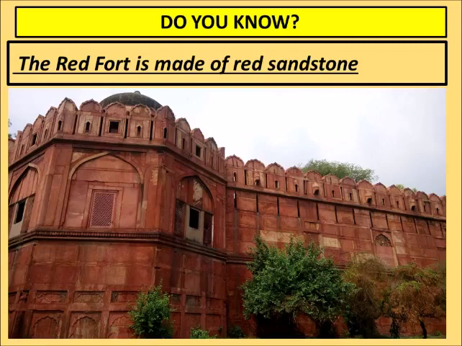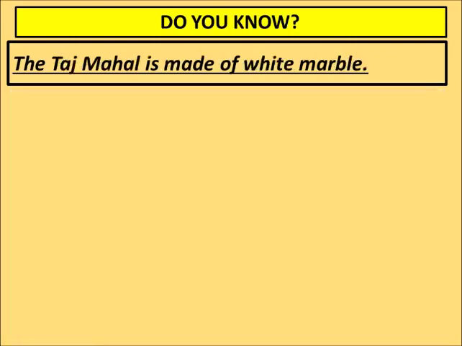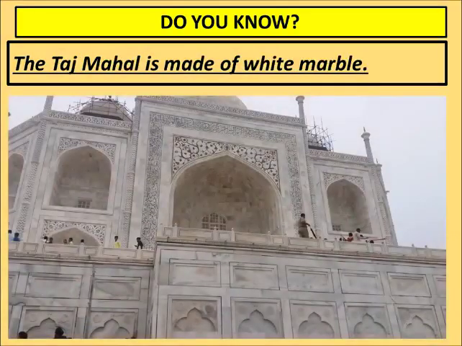See how beautiful this building looks, as if somebody has painted it with red paint. But this is not artificial paint. This is the natural color of the stone. This is red sandstone. Similarly, the Taj Mahal is made up of white marble.